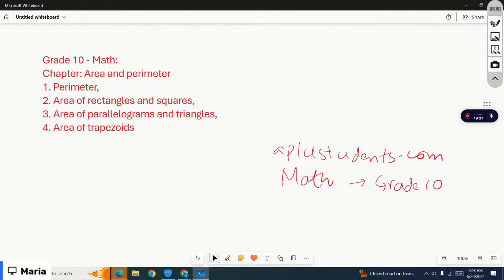We're going to start with the chapter area and perimeter. The lessons we're going to cover today are perimeter, area of rectangles and squares, area of parallelograms and triangles, and area of trapezoids. Please make sure you have your notebook and pencil so that you can note down the important examples and definitions as well, right?